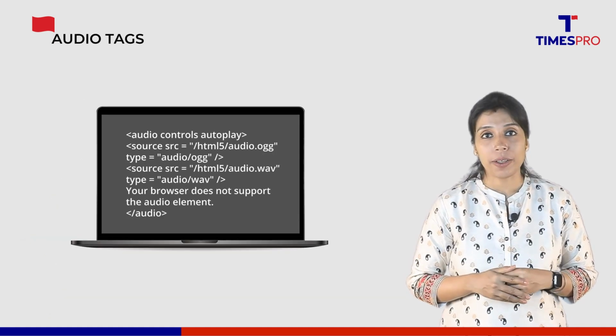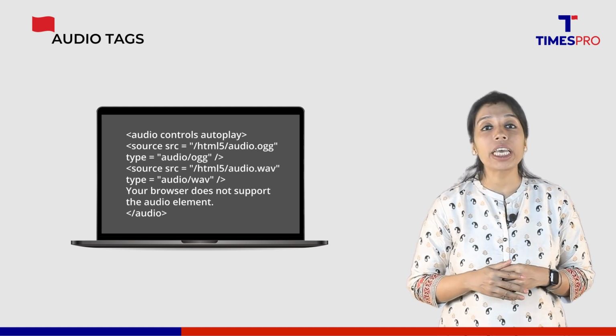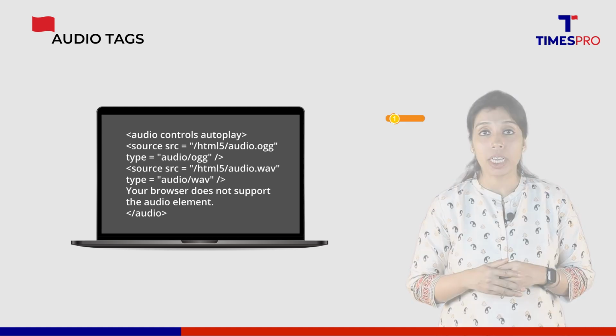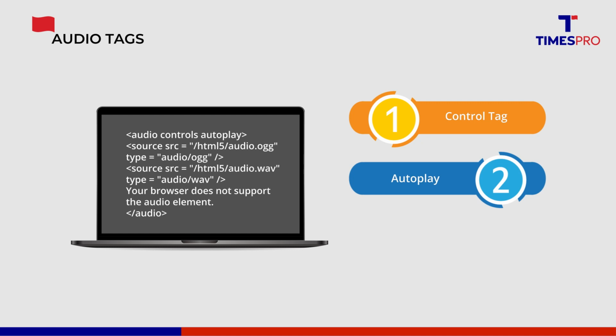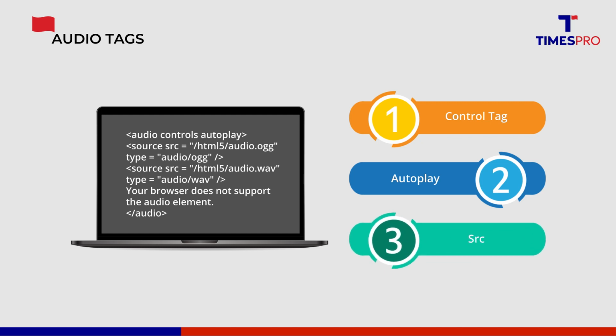Next is the audio tag. An audio tag will also take the same attributes, controls which will allow you to play, pause, stop the audio. Autoplay will load the audio the moment you load your web page. It also takes src as the attribute which contains the source of your audio file. Similar to the video tag, in case the audio cannot be played or displayed by the browser, it will give you a message saying the browser does not support the audio element.